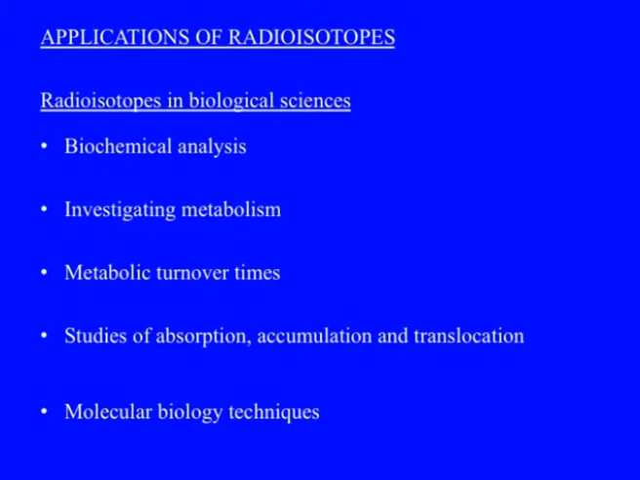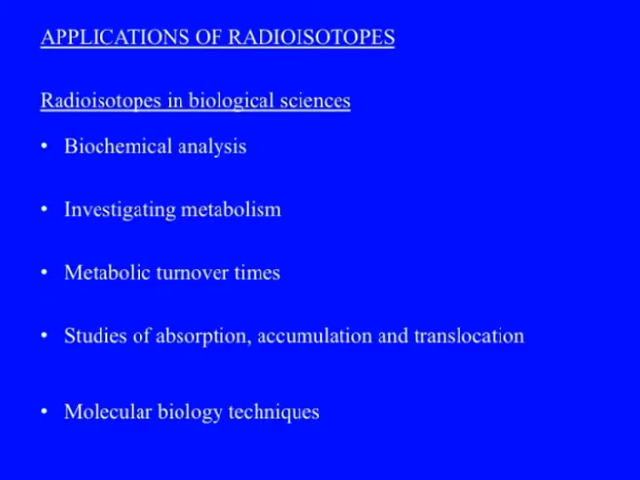Then you can determine metabolic turnover number, or how many times this takes place actually. So radioisotopes provide a convenient method of ascertaining turnover times for particular compounds. For example, turnover of proteins can be followed by injecting a radioactive amino acid of choice, and the radioactivity in the organ or tissue of interest is determined at different time intervals.